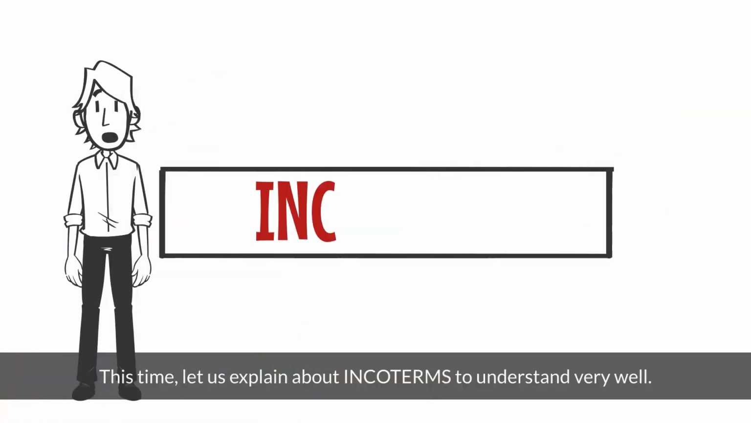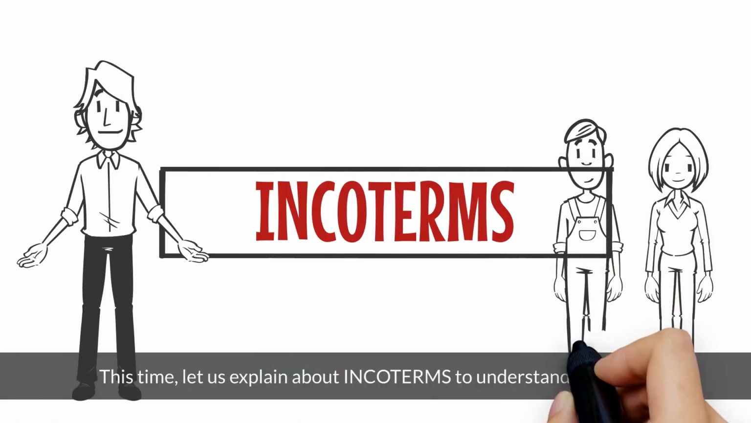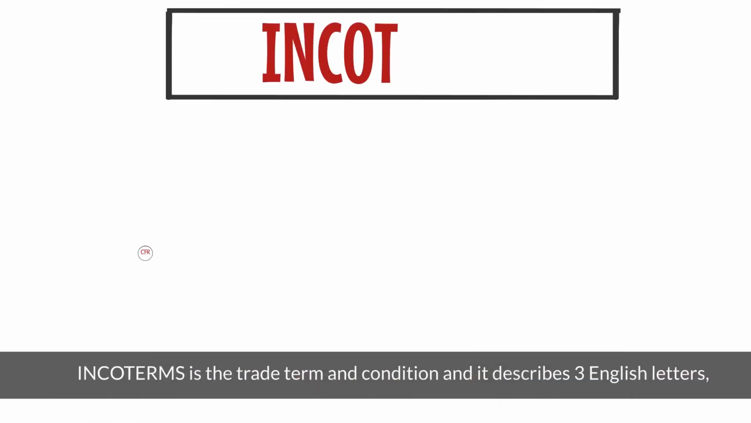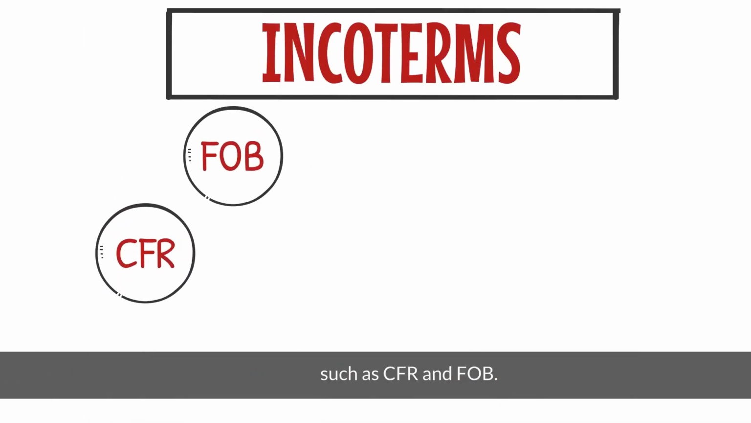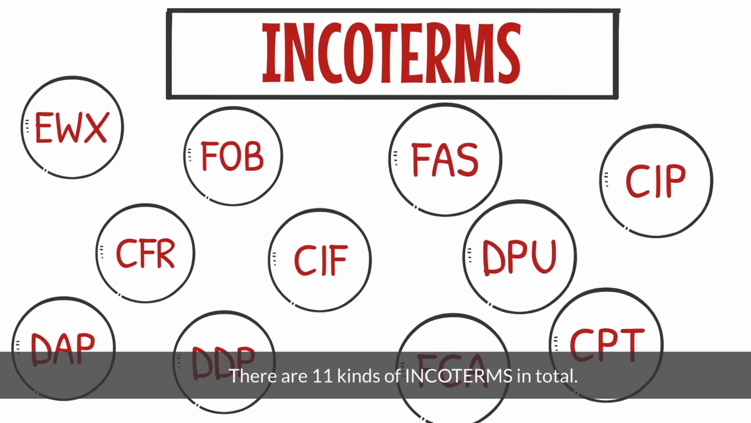This time, let us explain INCOTERMS so that you can understand them very well. INCOTERMS are trade terms and conditions, written as three English letters, such as CFR and FOB. There are 11 kinds of INCOTERMS in total.